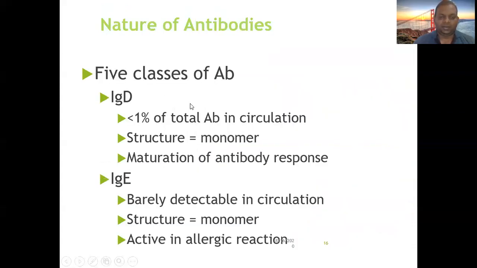IgD is a minimal amount, less than 1%. Structure: monomer, involved in maturation of the antibody response itself. IgE is barely detectable in circulation in healthy individuals. Structure: monomer, activated in allergic reactions. IgE is always associated with type 1 hypersensitivity.